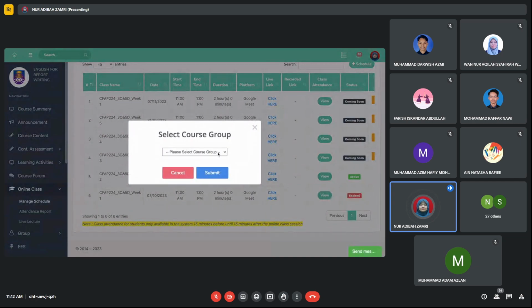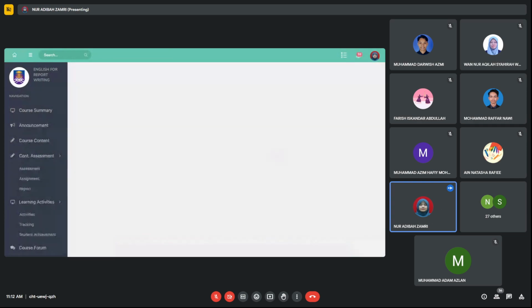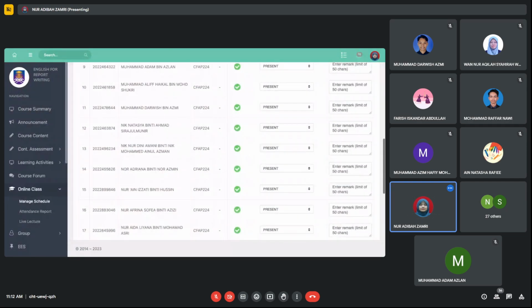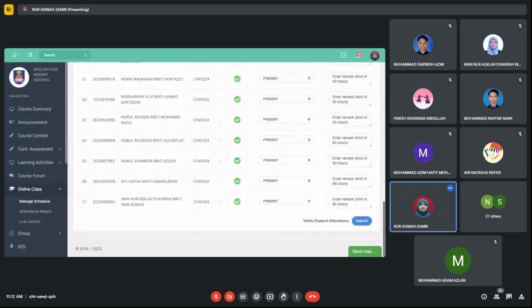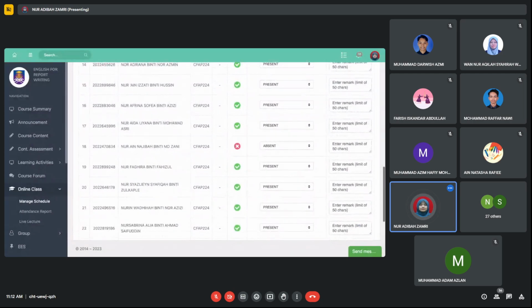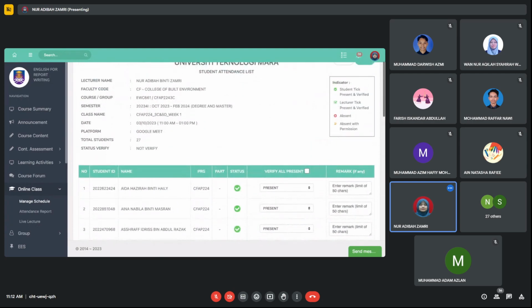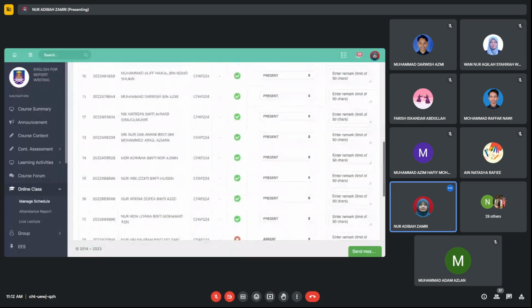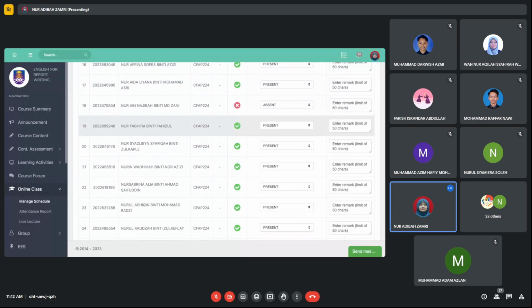Now let's look at 3C. I think one student as well, absent. Nur Ain Najibah, are you here? Ain Najibah from 3C. Yes, madam. What happened to you last week?